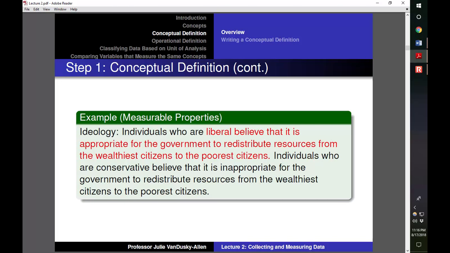Note that the following information tells us what the variable's measurable properties are. We know an individual is liberal if they believe that it is appropriate for the government to redistribute resources from the wealthiest citizens to the poorest citizens. And we know an individual is conservative if they believe that it is inappropriate for the government to redistribute resources from the wealthiest citizens to the poorest citizens.